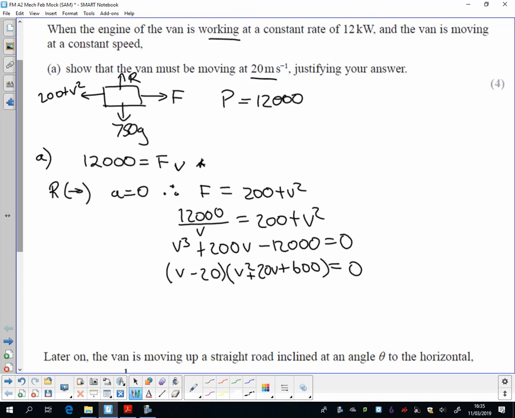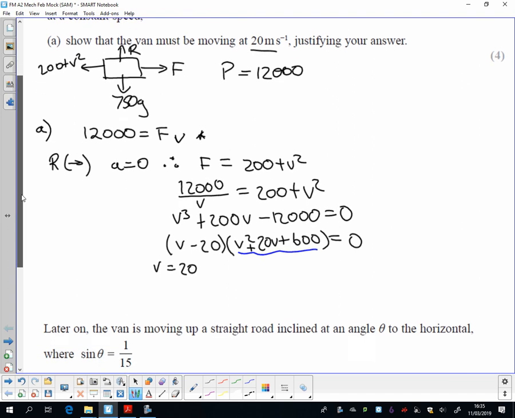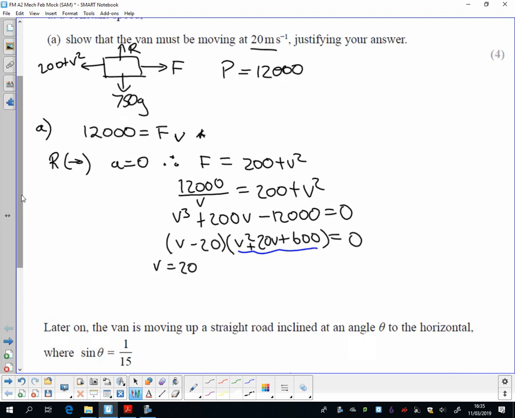Right, so what would that solve to? That gives us v equals 20. Well, that was the answer we're looking for. But what happens with this quadratic? If you put it in your calculator, you'll find out that either there are no real roots or it will give you the complex roots, the imaginary roots. How do we prove that? Well, we prove that using the discriminant.